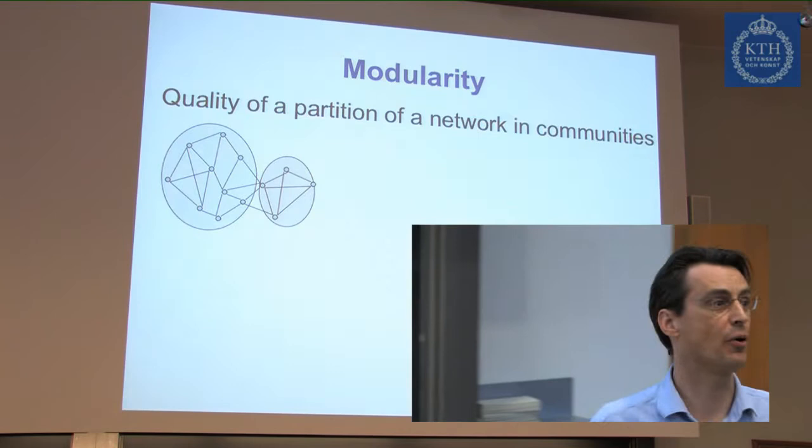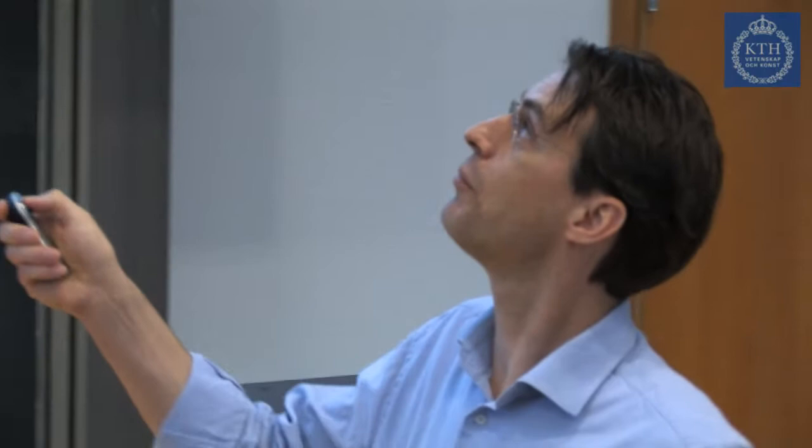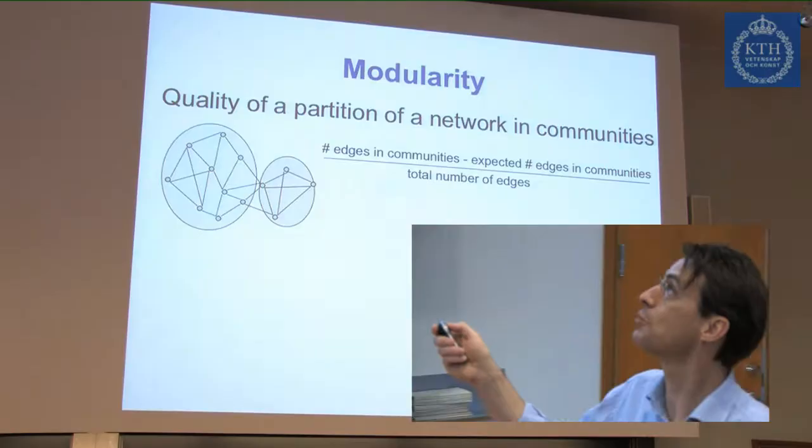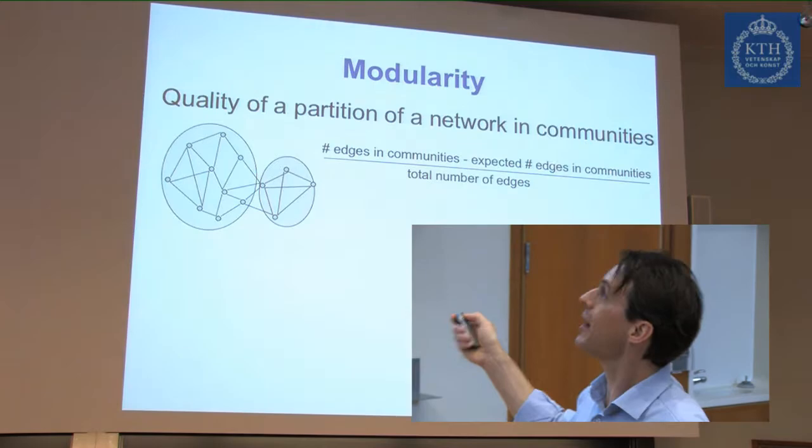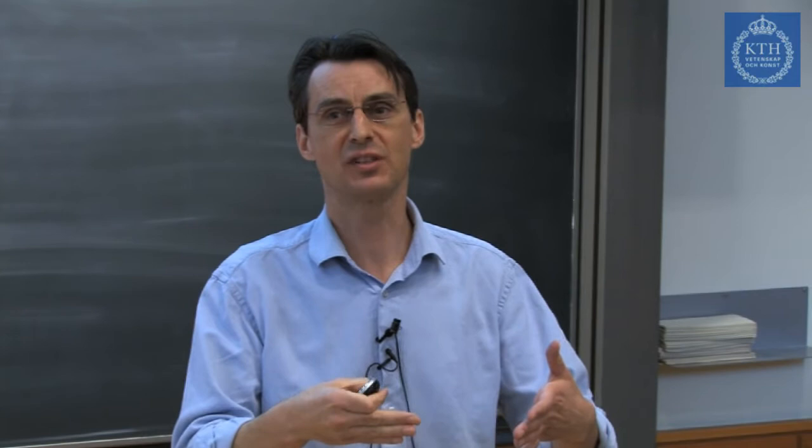Well, the definition is simply this. We count the number of edges that are within communities, and we'd like this number to be as large as possible. We compare this by subtracting the expected number of edges within communities from the number of edges that are internal to communities. I need to define what the expected number of edges is, and I'm going to provide a definition of that in the next slide.